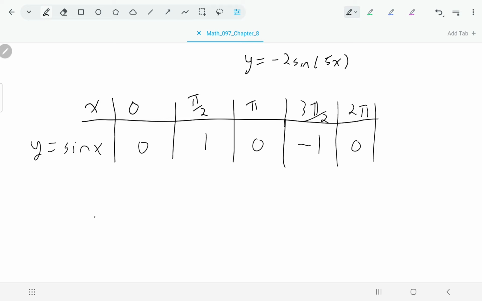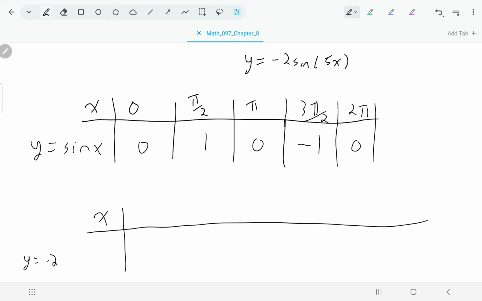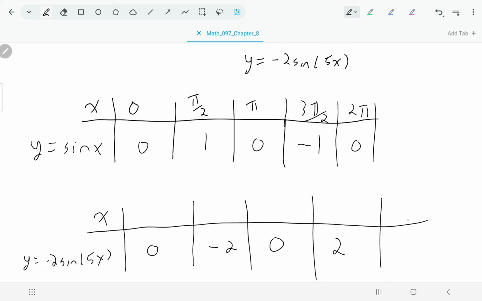Number 1, I'm going to take all of my y values and multiply them all by -2. I'm going to take all of my x values and divide them all by 5. So to graph negative 2 sine of 5x, I'll multiply all of my y values by negative 2. So 0 times negative 2 is 0. 1 times negative 2 is negative 2. 0 times negative 2 is 0. Negative 1 times negative 2 is 2. And then 0 times negative 2 is 0.